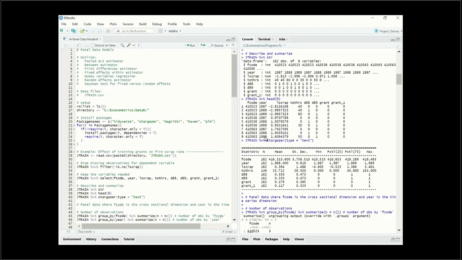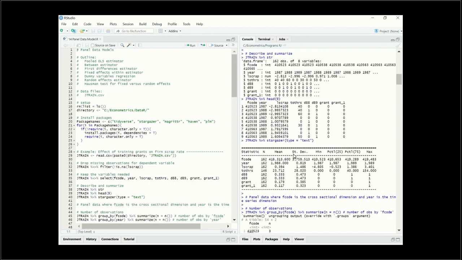So because we have panel data, it would be very important now to keep track of both the F code, which is the ID variable identifying the cross-sectional dimension of the data, as well as the time dimension of the data. So these are the scrap rates. Notice that these are the same scrap rates for the same firm over time. So this is the scrap rates for the second firm over time, and these are the scrap rates for the third firm over time. This is the hours of training that this firm has had, and these are dummy variables for the different years and whether or not the firm has received grant this year and last year.